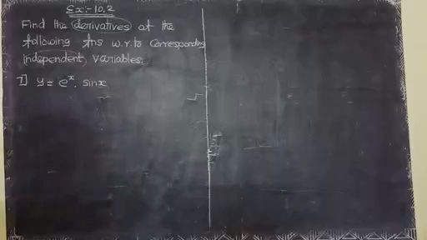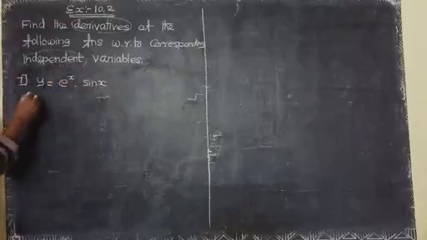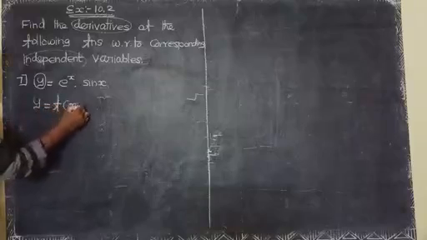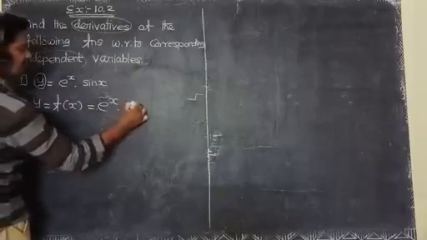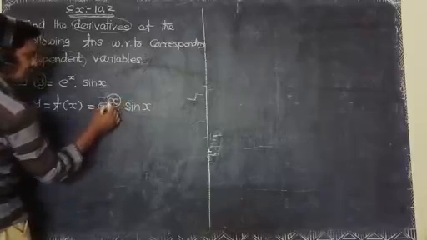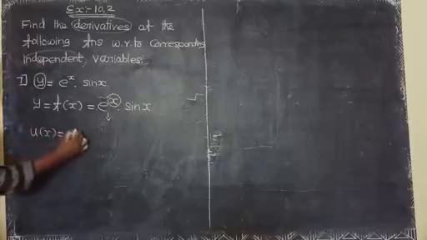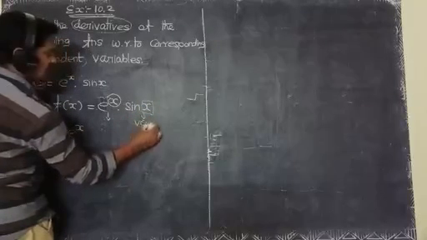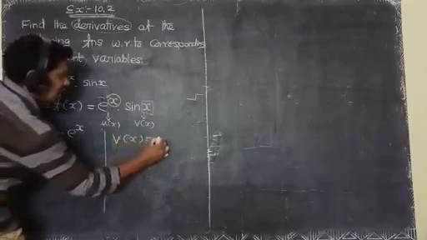Question number 7, y equal to e power x into sin x. Y equal to means y equal to f of x; both are the same, which is equal to e power x into sin x. Here e power x is one function, that is u of x, so u of x equals e power x. Sin x is the other function, that is v of x, so v of x equals sin x.